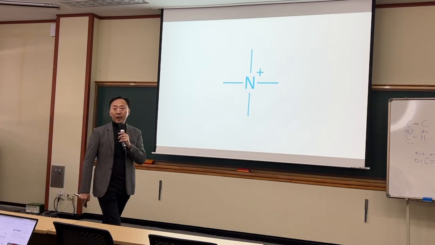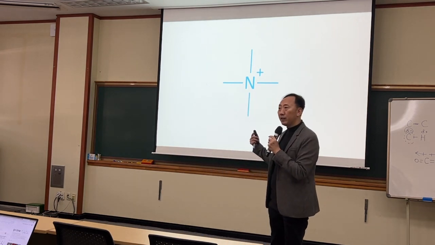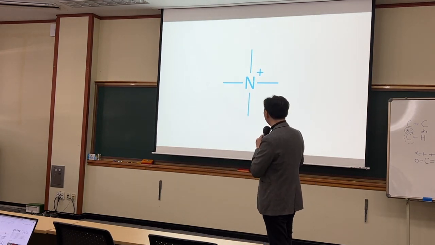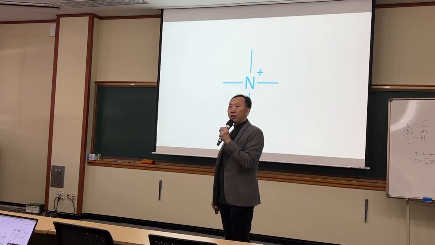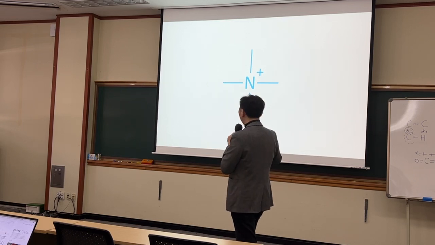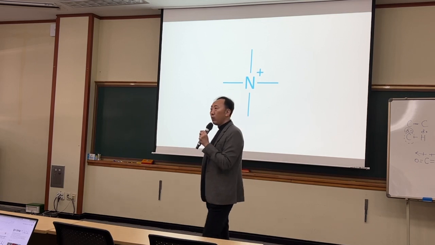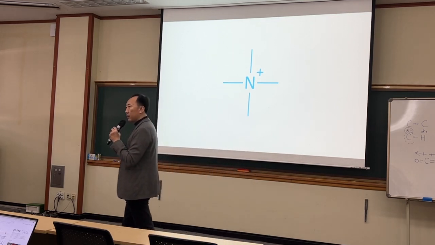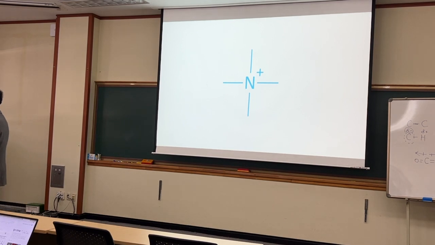Nitrogen. Nitrogen is happy with the 3 bond, but now it has a 4 bond. That means this lone pair electron fully donate those 2 electrons to make 1 bond. And the result, 1, 2, 3, 4 electrons for this. 1 electron missing. That's why 1 plus. If a nitrogen has a 4 bond, that has 1 plus formal charges.